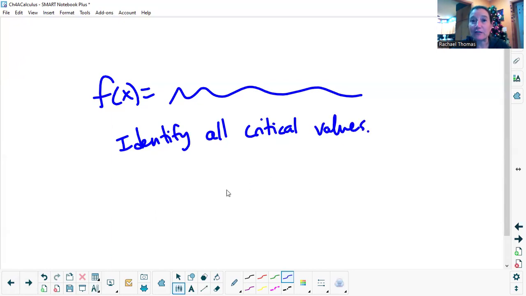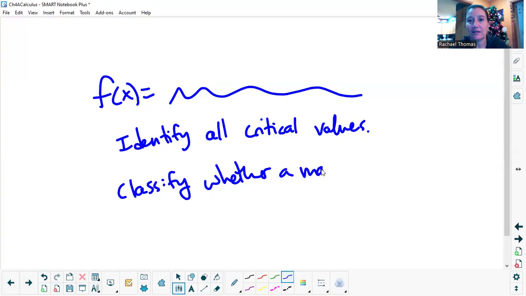And once you identify the critical values, this next part of the problem says classify, or determine whether a max, min, or neither occurs at each of those critical points.